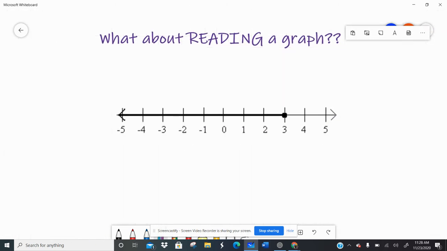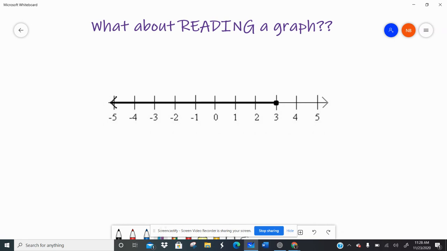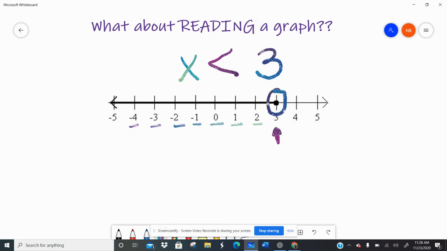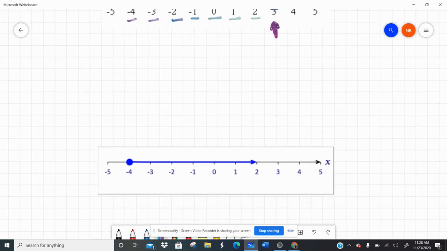What about reading a graph? Say I have a graph that's already done for me and I have to come up with the number sentence. My graph starts at 3, so I'm going to put 3 as my number and I'll choose x as my variable. Now I have to figure out my inequality sign. As I look at these numbers to the left of 3, I know that they are less than 3. 2 is less than 3, 1 is less than 3, 0 is less than 3. Then I look at the circle at 3. That's a closed circle, so I put the line. So this graph is x is less than or equal to 3.